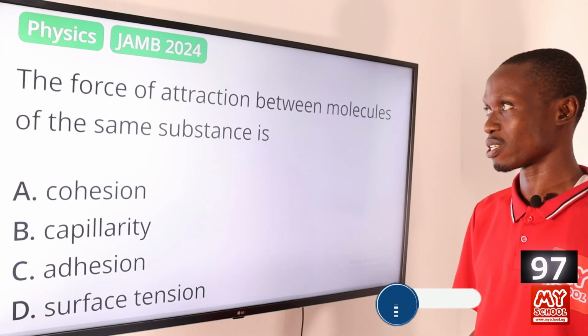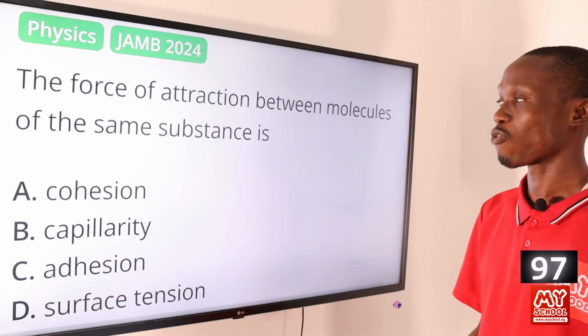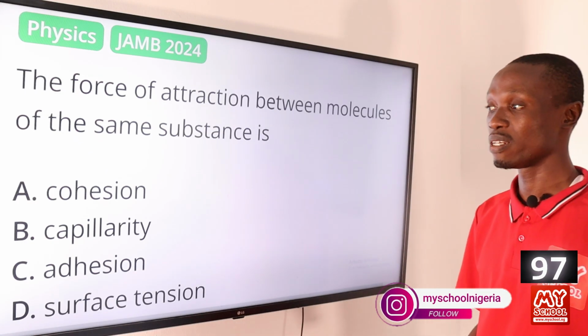Question 97. The force of attraction between molecules of the same substance is A, cohesion, B, capillarity, C, adhesion, and D, surface tension. So the answer to this question is option A, because the force of attraction between molecules of the same substance is called cohesive force.